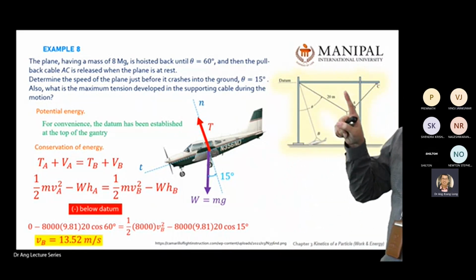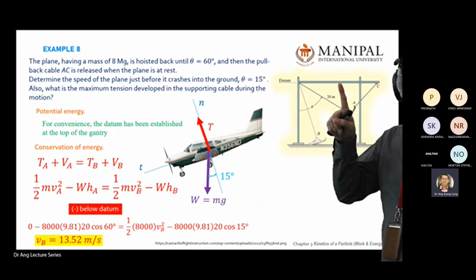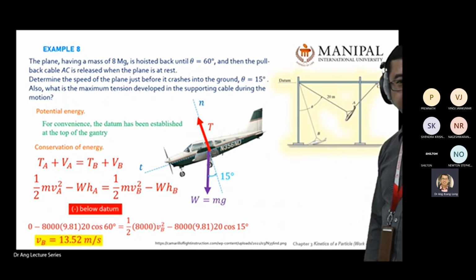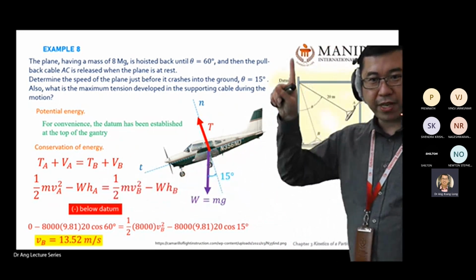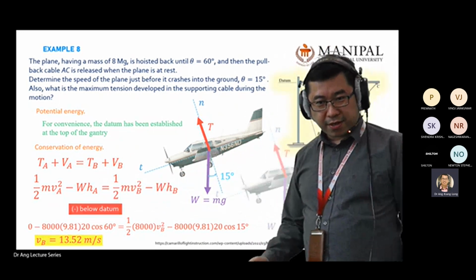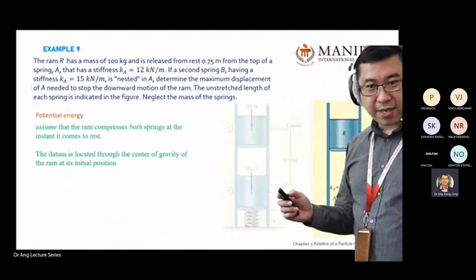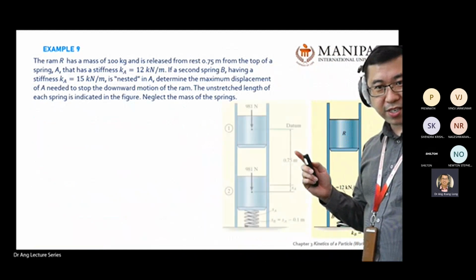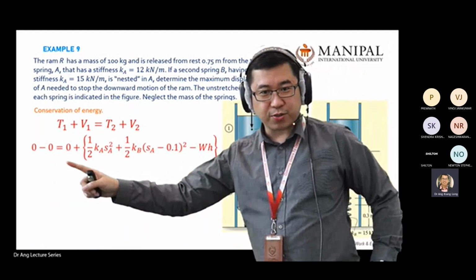This is the h that you measure. How do you know where h is? You measure from the datum. Below the datum, you get negative. Above the datum, you get positive. Now back to our example. I guess you're able to answer the question now. Why is your h 0?